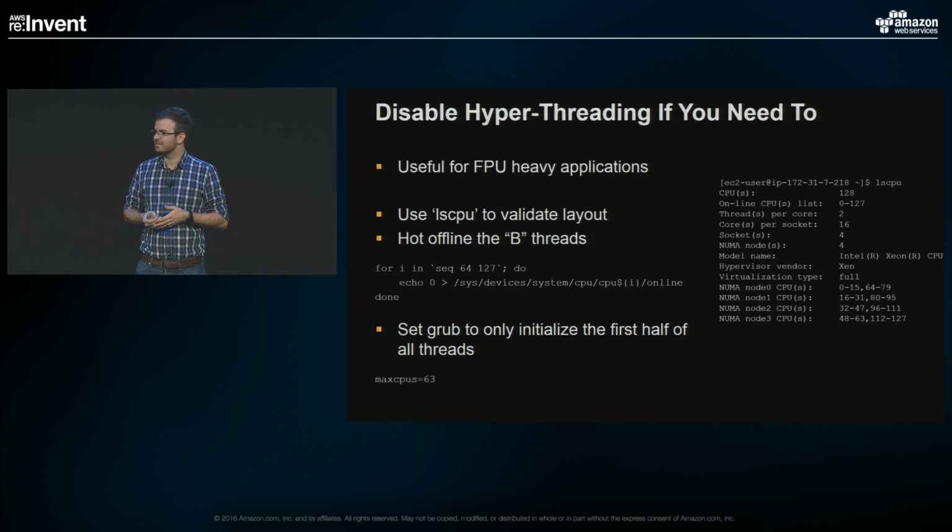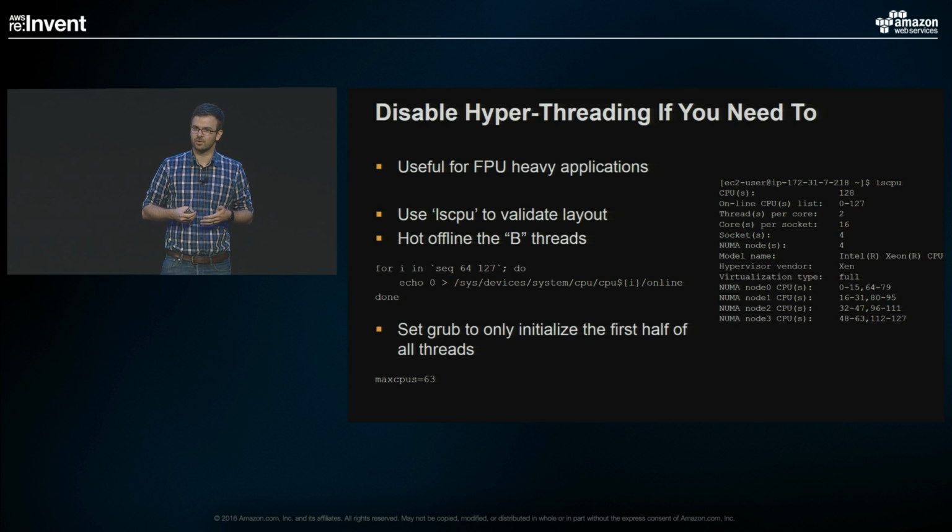On Windows, this process is a little bit harder, and that's because instead of listing the A first and then the B, like Linux does, Windows actually interleaves the A and the B processors. So in order to disable hyperthreading on a Windows box, you've actually got to use something like CPU thread affinity to lock specific processors to their specific physical cores.